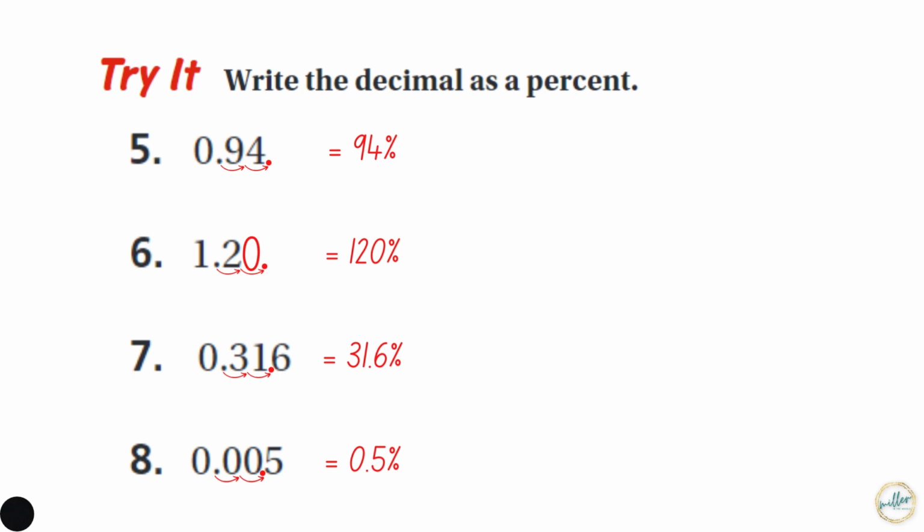Number 7, 0.316, move the decimal point 2 places to the right and we get 31.6%. And number 8, 0.005. Move the decimal point 2 places to the right, and we get 0.5%.